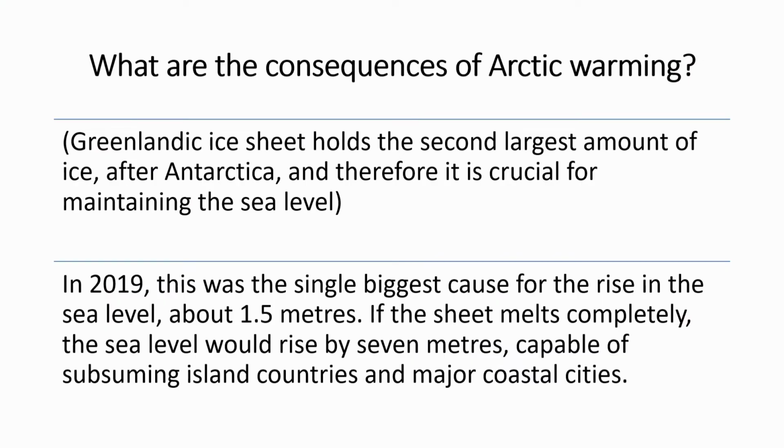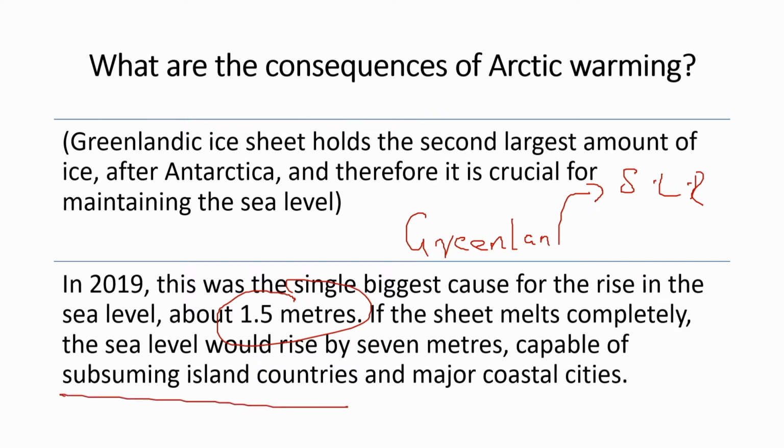In 2019, this was the single biggest cause for sea level rise, about 1.5 meters. That means the thawing of ice, especially in the North Pole region like Greenland, had led to a sea level rise of about 1.5 meters. It is that drastic, it will submerge some island countries and major coastal cities. A report has said that one of our important cities like Mumbai will be drowned in future if the situation continues. So it is very important to take care of the situation right now.